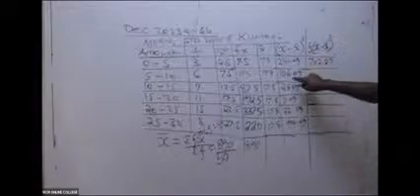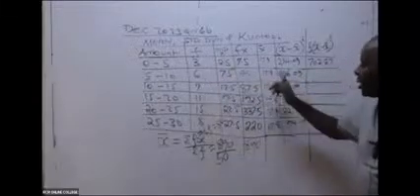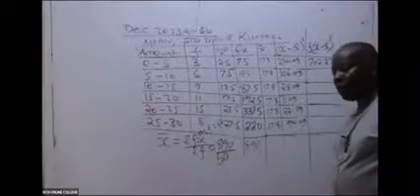Go to the second one and attach frequency to this. The second frequency is 6. So take 6 times this number. What are we getting?